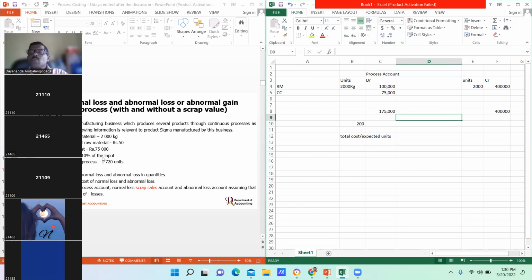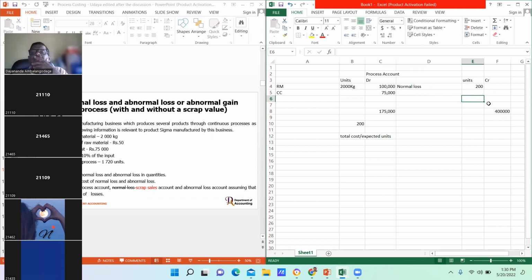And there's a small statement, normal loss 10% of the inputs. So the input is 2000 kg. 10% means, how do you calculate it? 2000 into 10%, that is 200. So that is the normal loss. We call it normal loss. Remember, normally the loss is so much.